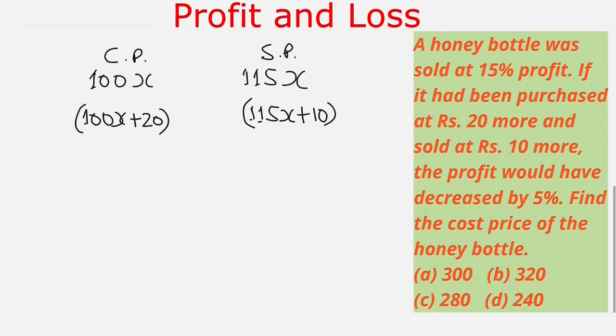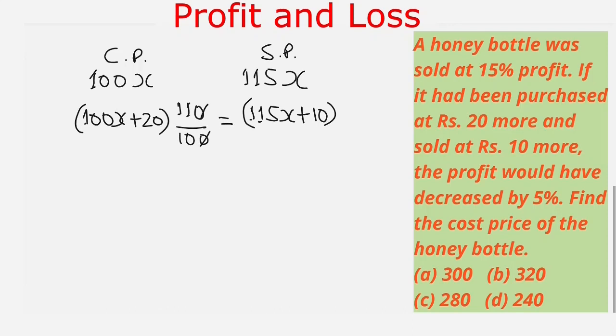Now it has reduced by 5%. It means the profit is now 10%. So if we multiply the cost price by 110%, then we get our selling price. So we multiply the cost price by 110 upon 100 and equate with the selling price.